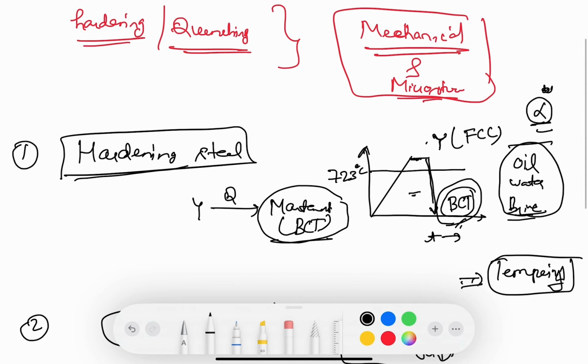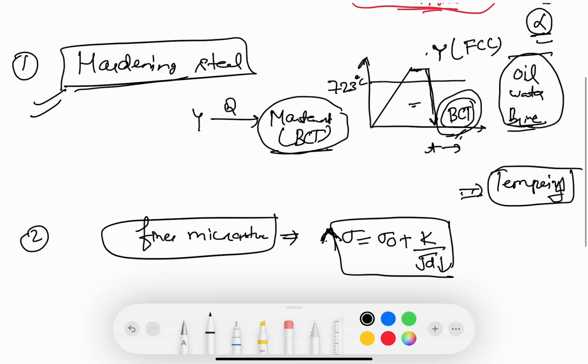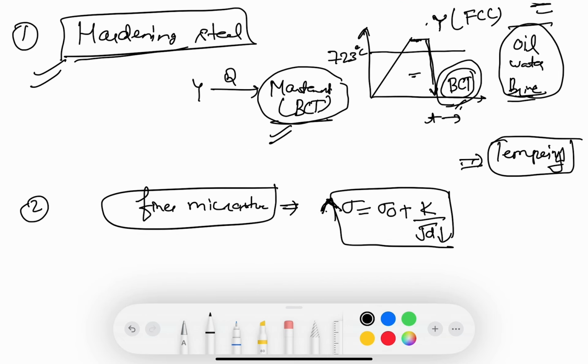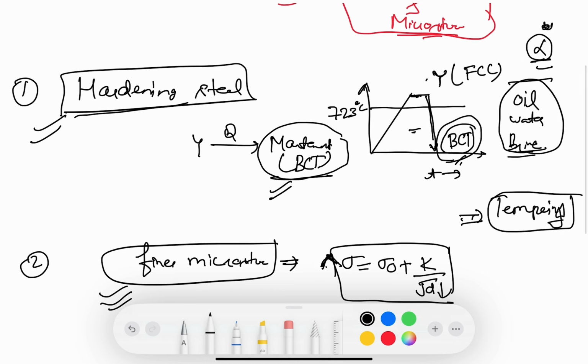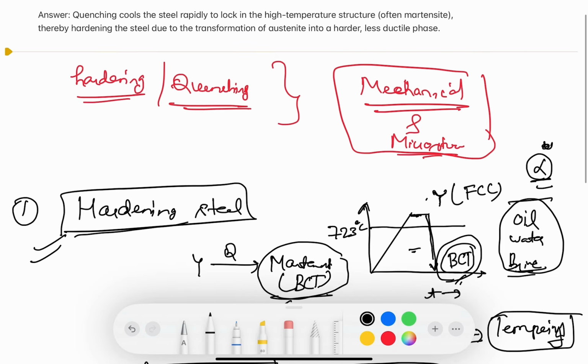You will harden the steel, you will get the martensite structure, and at the same time you will get a fine microstructure which will provide a tougher and stronger steel.